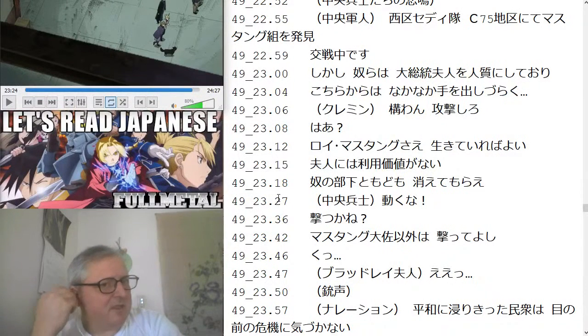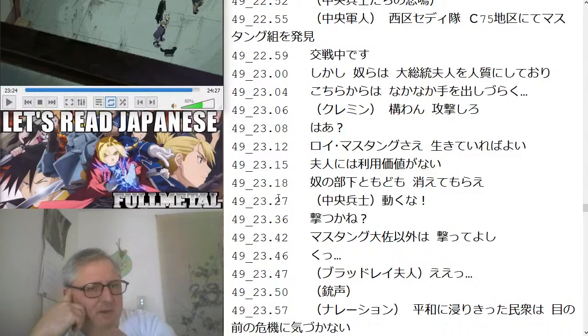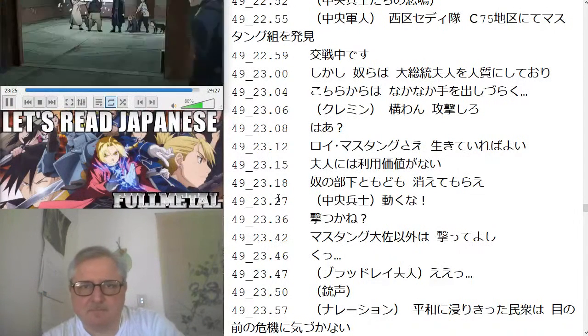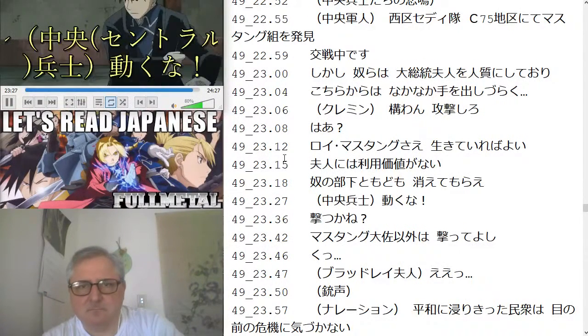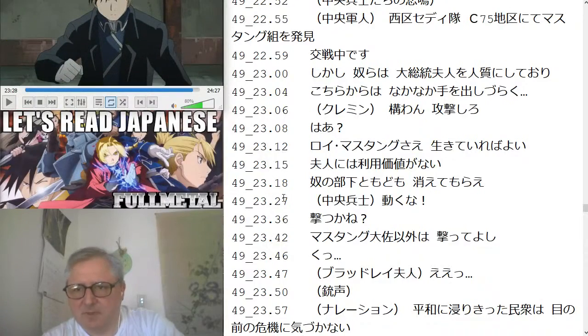So I get the feeling Mustang is one of the planned Hitobashira, like becoming the fifth one that'll be the sacrifice, whatever that Father is planning. Where are we at?